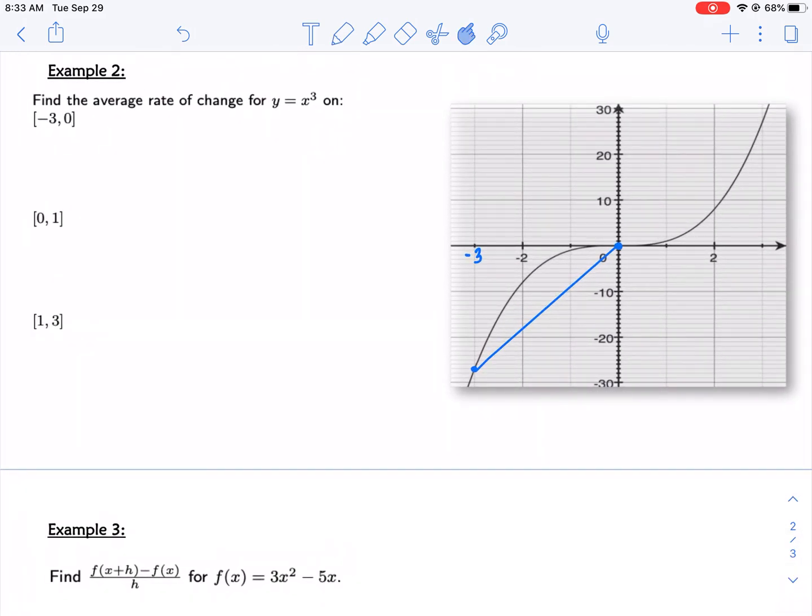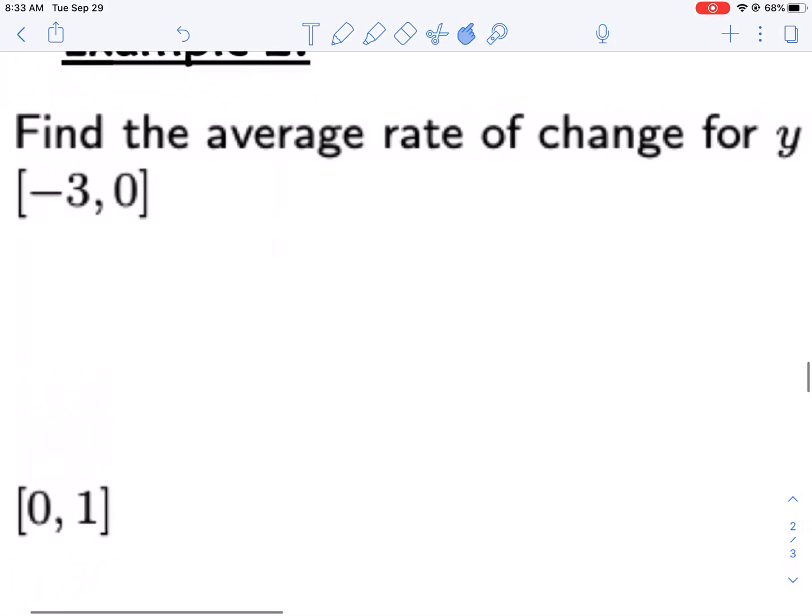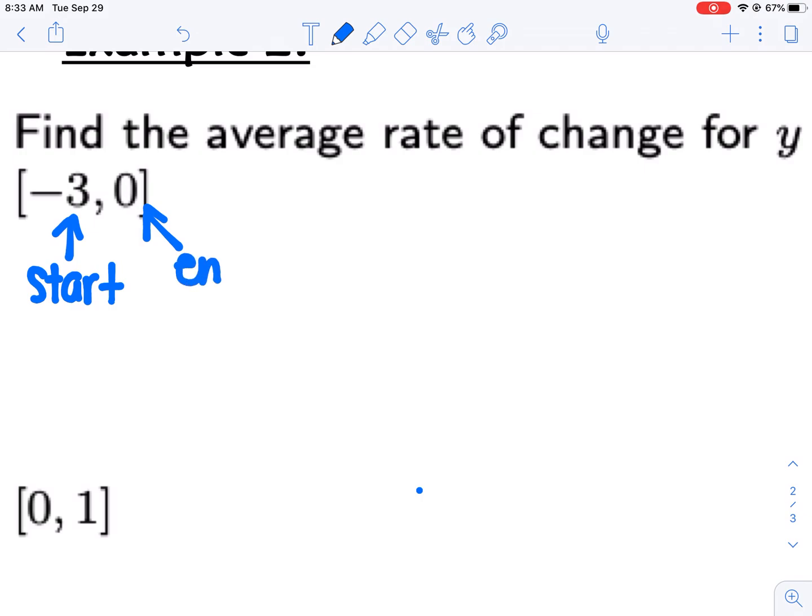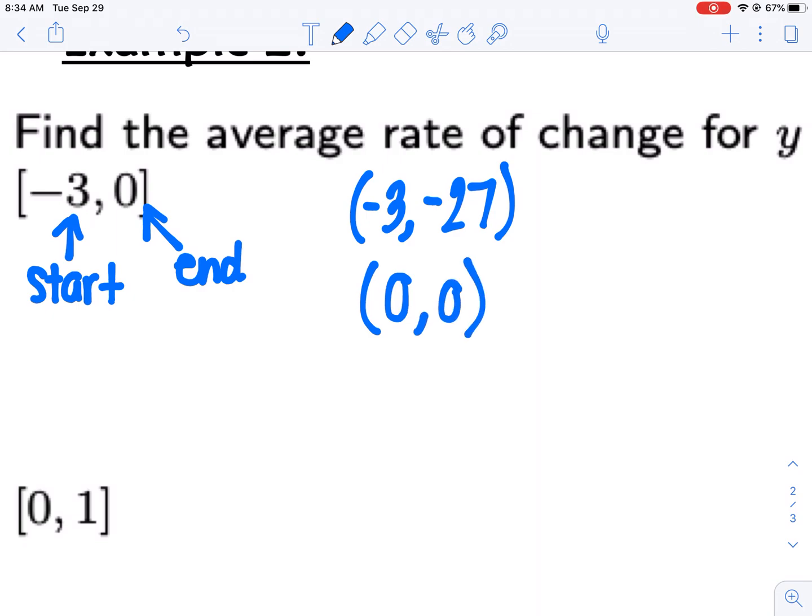So looking at it carefully, let's say this is where I start. I'm going to just be super clear, peeps. Start, this is the end of my x values. So my first value was -3, comma, if I count down, I'm getting -27, to the point 0, 0.